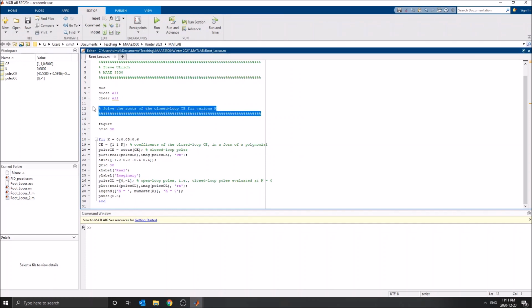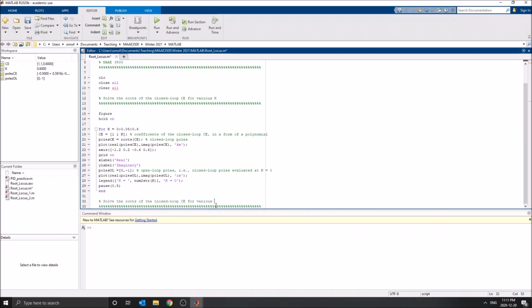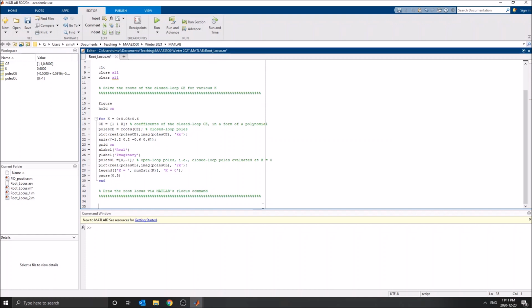The second strategy is not to solve for the roots of the characteristic equation manually, as we've just done using a for loop, but instead, now we're going to draw the root locus via MATLAB's built-in command known as rlocus. And if you think that the first strategy was an easy solution, wait till you see this one. So, the MATLAB rlocus command. How does that work?